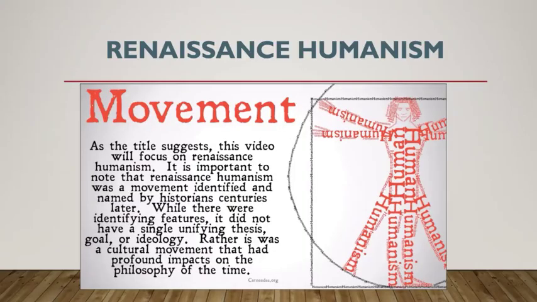As the title suggests, this video will focus on Renaissance humanism. It's important to note that Renaissance humanism was a movement identified and named by historians centuries later. While there were identifying features, it did not have a single unifying thesis, goal, or ideology, as many positions in philosophy do. Rather, it's a cultural movement that had a profound impact on the philosophy of its time. So if someone tells you Renaissance humanists believed X, they're probably overstating their case, because it's more of a cultural movement that had a lot of impacts on philosophy, but didn't have one guiding ideology like a rationalism or an empiricism did.